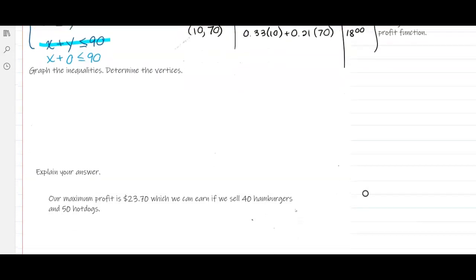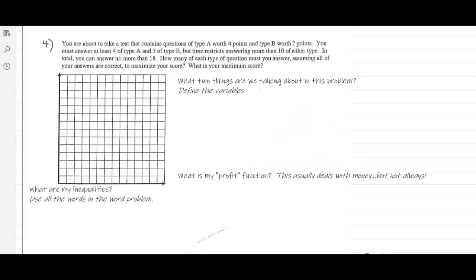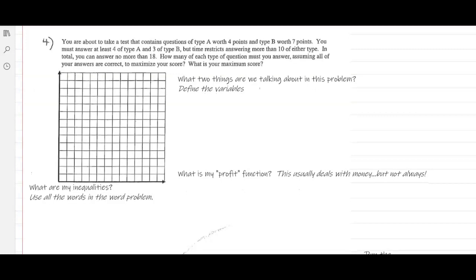All right, let's go ahead and try number 4. I specifically chose this one because here we're not going to have money in our profit. It's actually not really a profit function. It's going to really be more of an optimization or a maximize situation. So again, pause the video if you need to read through the scenario. I'm going to assume that you've read it though. And let's start looking for our optimization information.